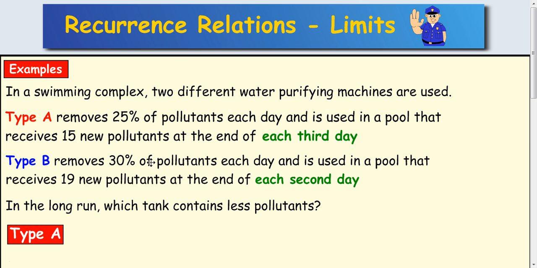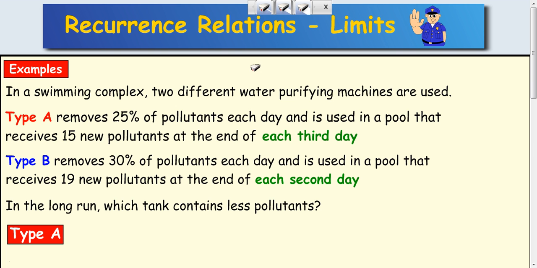Type B removes 30% of pollutants each day and is used in a pool that receives 19 new pollutants at the end of each second day. In the long run, which tank contains less pollutants? So really the task here is to find a recurrence relation for type A, find the limit of this, find the recurrence relation for type B, find the limit of this, and then compare.